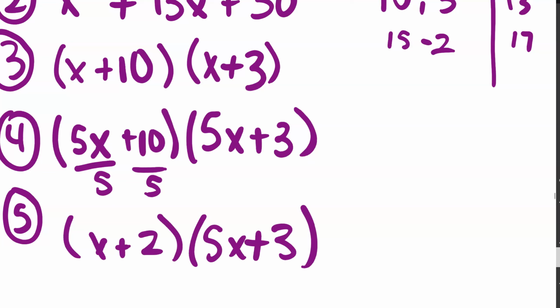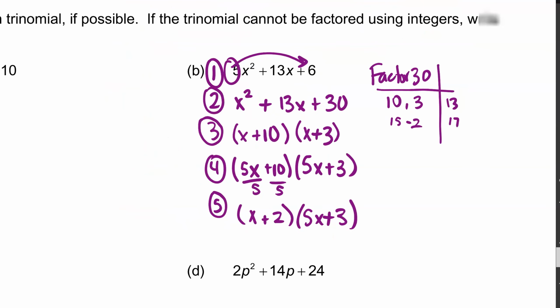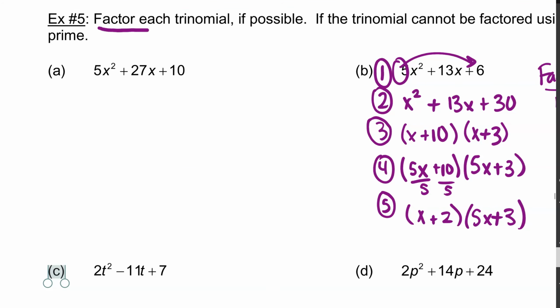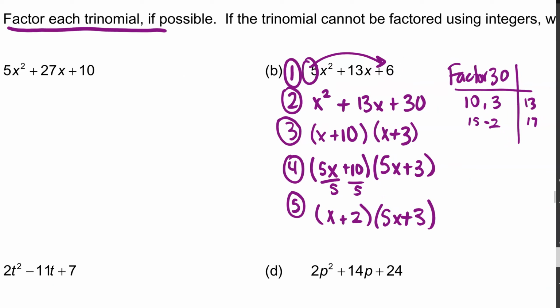So when you're doing this, you have to look to see if both of your factors can be reduced. On the right side, 5 and 3 have no common factors besides 1, so we can't reduce it. And keep in mind, we're only supposed to be factoring. It just says factor each trinomial. Did we factor it? Yes, that means we're done. If it says solve, that would mean now we set it to 0, then we set each factor equal to 0. So you'd have to keep going.